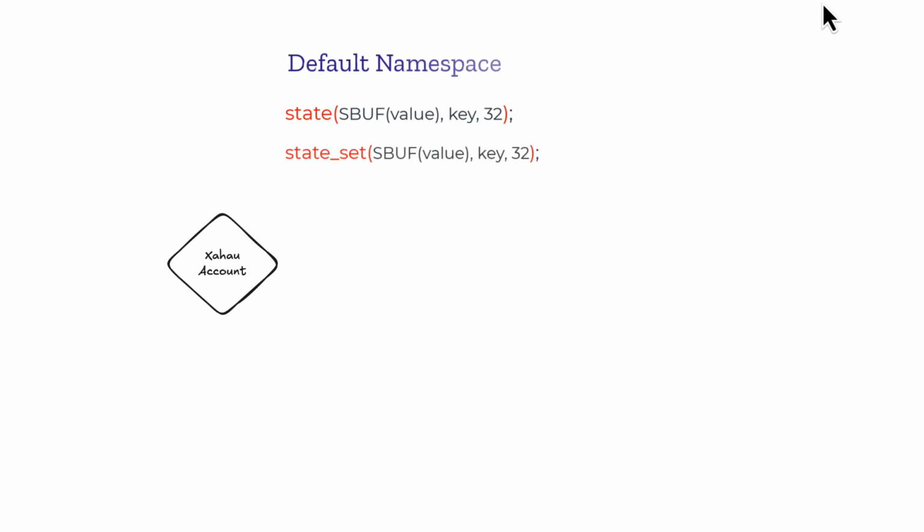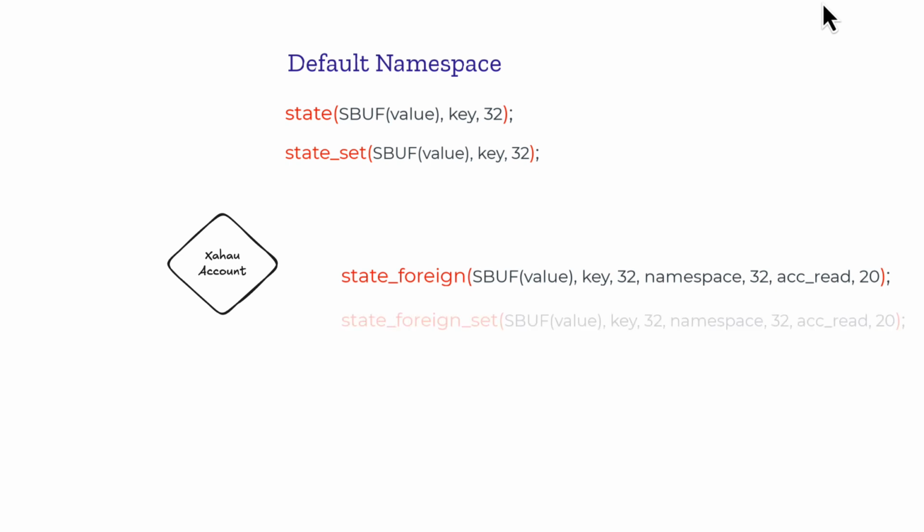We use these APIs if the operation is on the namespace created while installing the hook. If not, then we use this to read and this to write. It's a bit confusing in the beginning, but let's explore and learn how to use them.